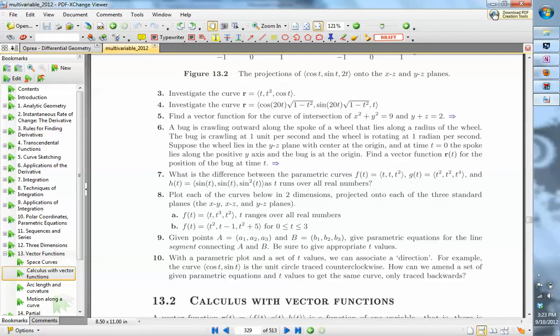Okay, let's keep going here. Problem 7, what's the difference between the parametric curves f, g, and h? I'll give you a chance to stare at them for a minute.